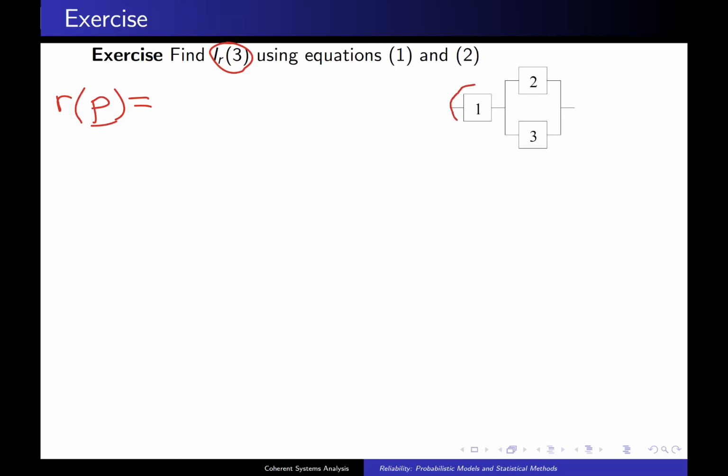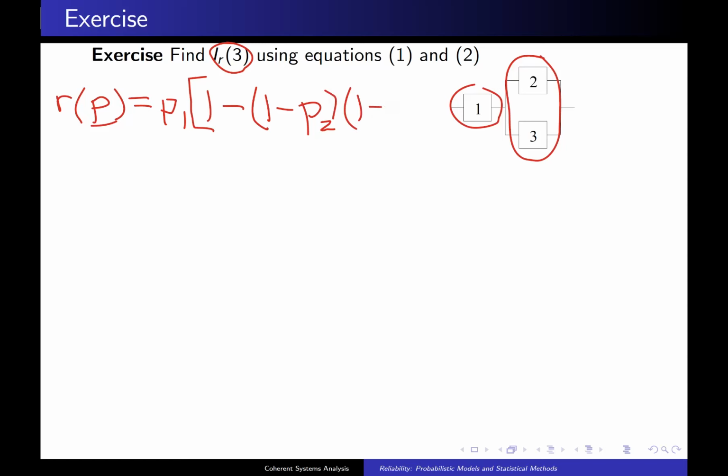Well, we start out, we have component 1 in series with this subsystem, so we have a P1, and we are multiplying that P1 by the reliability function for the parallel system consisting of components 2 and 3, and by now that should be familiar. 1 minus P2, 1 minus P3. And again, those two are multiplied because those two are in series. That is, component 1 is in series with the parallel subsystem consisting of 2 and 3.